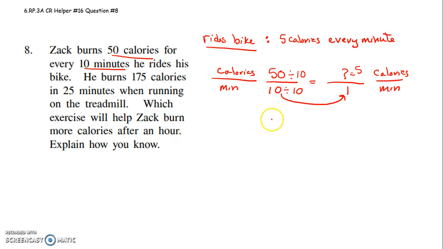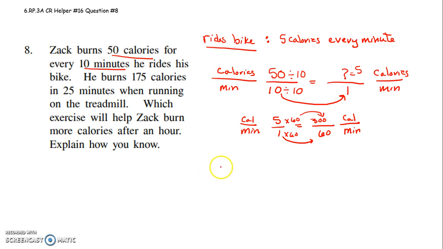Now I could take that and tell you how many calories he would burn in an hour. Now I could do 5 calories in 1 minute. In an hour, there's actually 60 minutes. So I could do how many calories in 60 minutes. 1 times 60 is 60. 5 times 60 is 300. So if they were asking how many calories he burns riding his bike in an hour, he would be burning 300 calories in an hour.